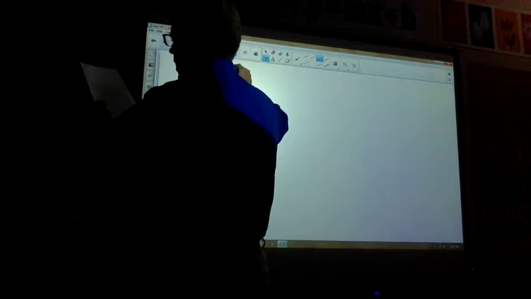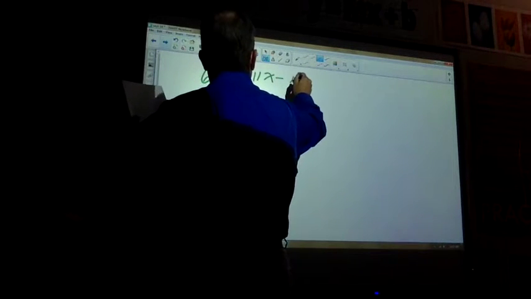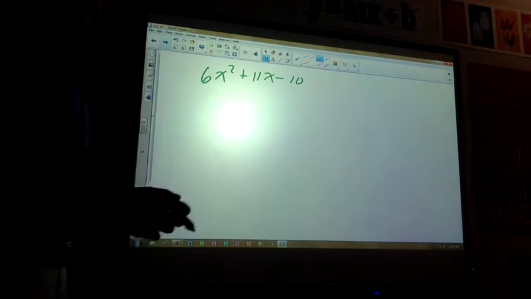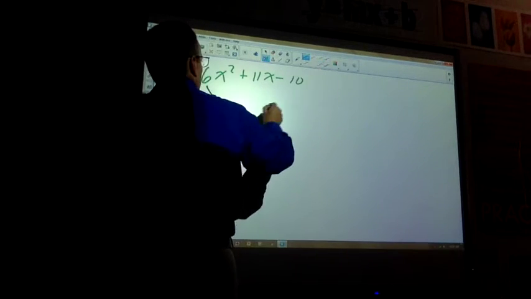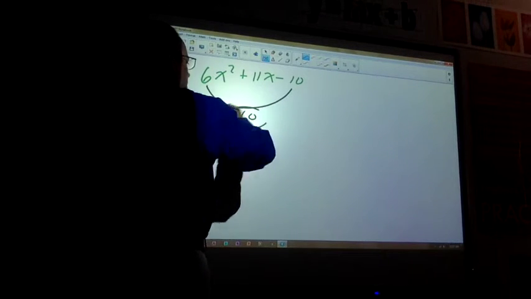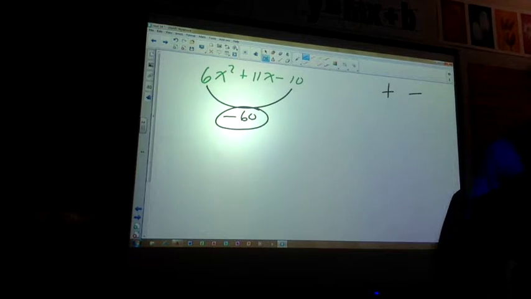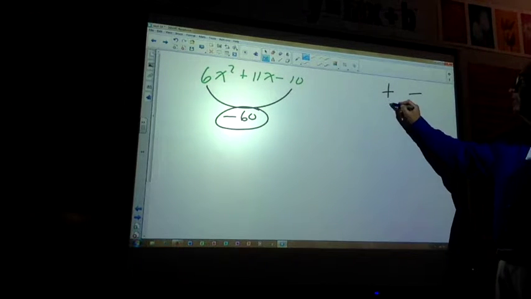I have 6x squared plus 11x minus 10. No greatest common factor. We can do it a number of different ways. What's our magic number? Our magic number looks like negative 60. Still with me? So I know that I have to have positive and negative.